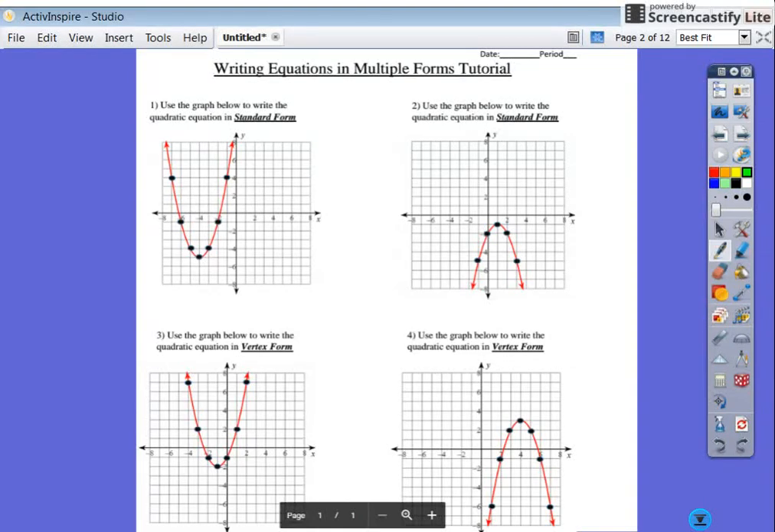Hey guys, we're going to write equations of quadratic functions when we're given a graph. So looking at this first one here, I am supposed to write the quadratic equation in standard form. What I'm actually going to do first is write the equation in vertex form and then convert that to standard form. So my vertex is my turning point down here at -4, -5.